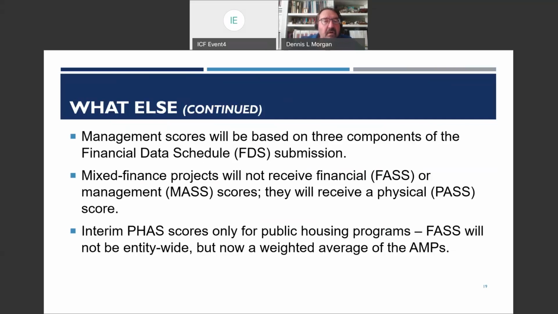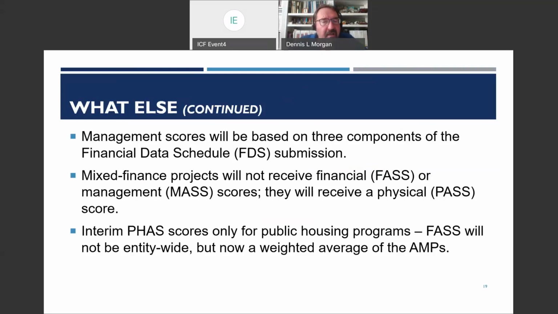Interim FASS score, public housing programs, and then the FSS, which is a financial, is no longer entity-wide, but it's also based upon a weighted average of the AMPs. And we're going to go through the weighted averages as well. The weighted average is determined based upon the number of units in that AMP. The larger the AMP, the larger the number of units, the more impact that it will have on your score.